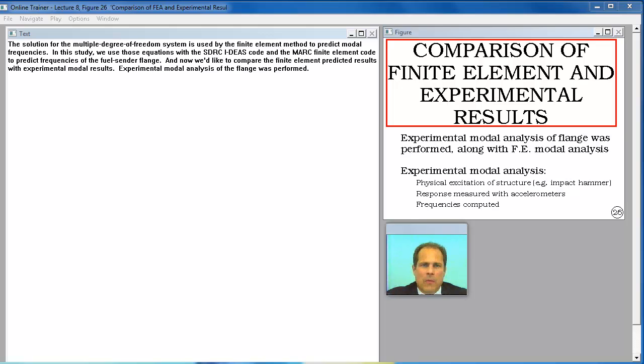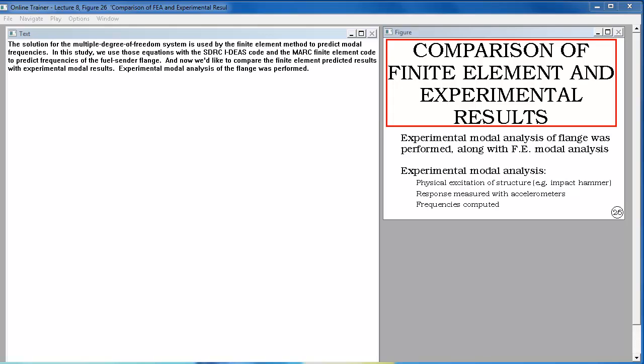The solution for the multiple degree of freedom system is used by the finite element method to predict modal frequencies. In this study, we used those equations with the SDRC IDEAS code and the MARC finite element code to predict frequencies of the fuel sender flange. And now we'd like to compare the finite element predicted results with experimental modal results.